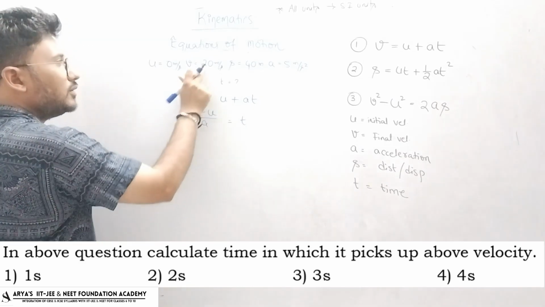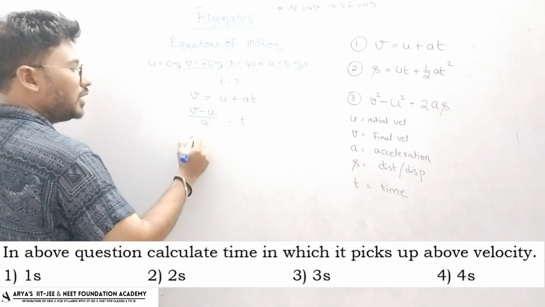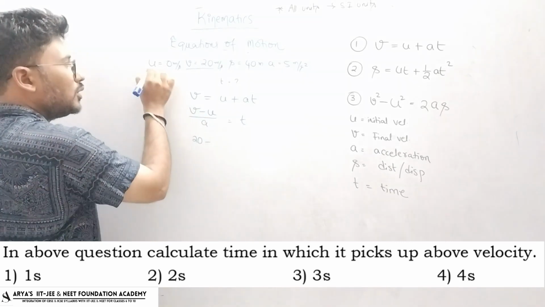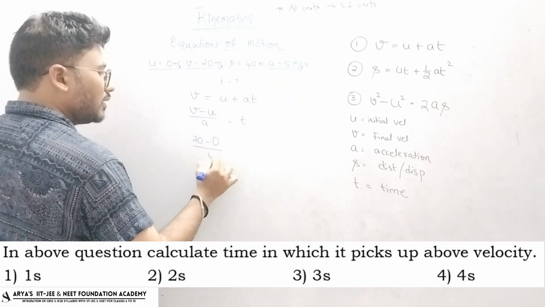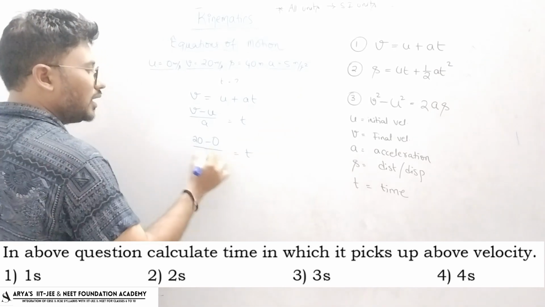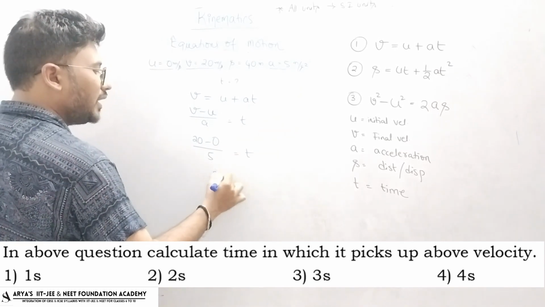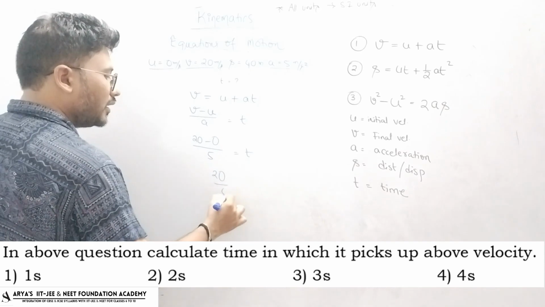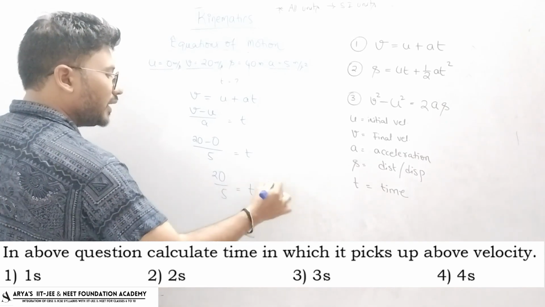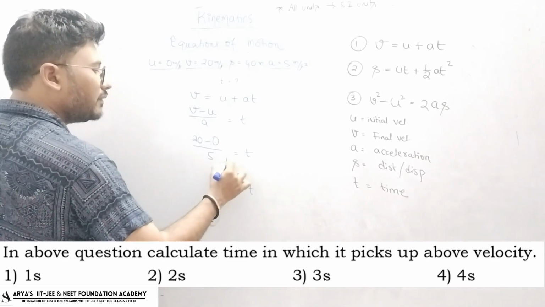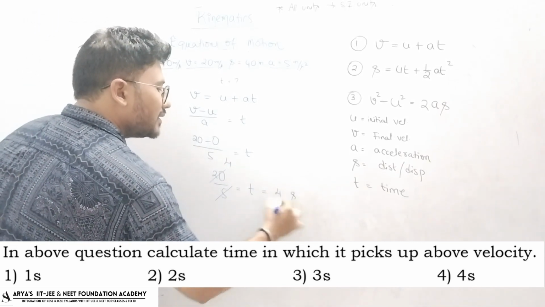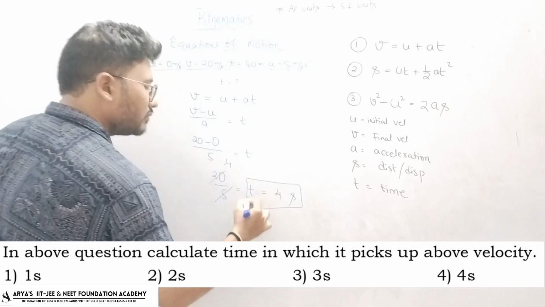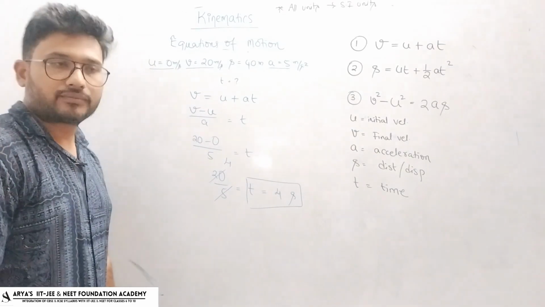Now what is the v value? 20 minus, what is the u value? 0, upon, what is the a value? 5, which is equal to t. 20 minus 0, 20, upon denominator 5, which is equal to t. 5 ones are 5, 5 fours are 20. At last, t is equal to 4 seconds. That is the concept.